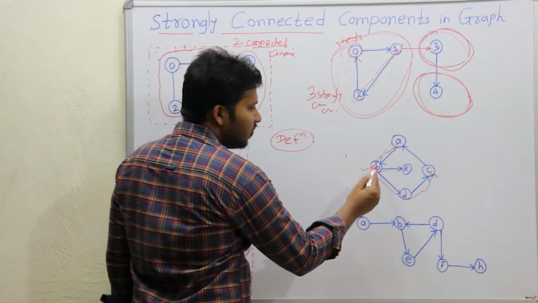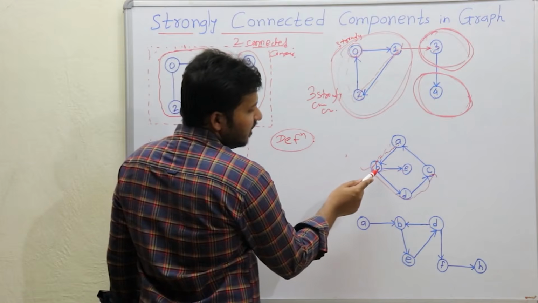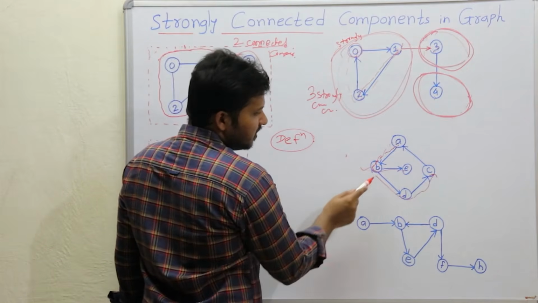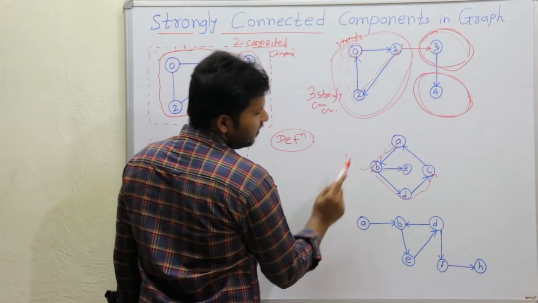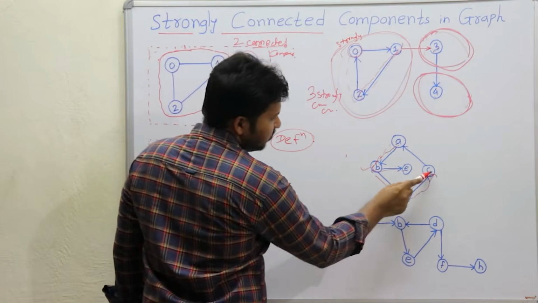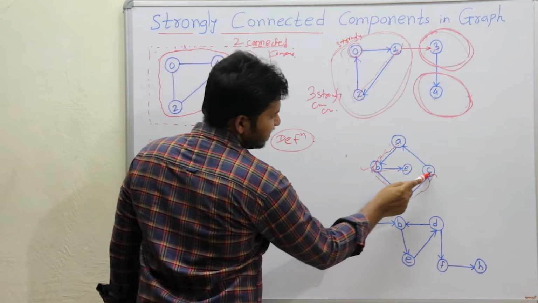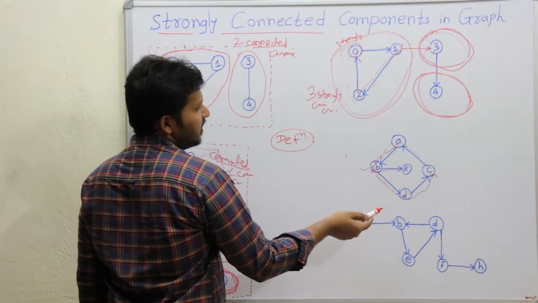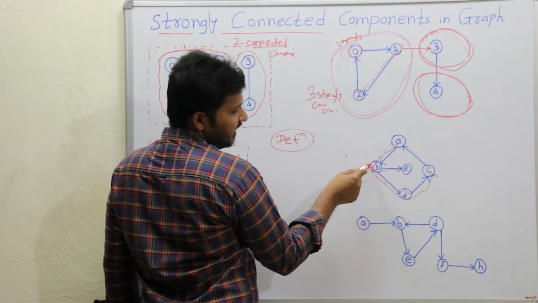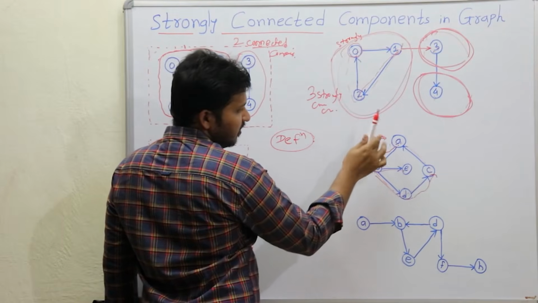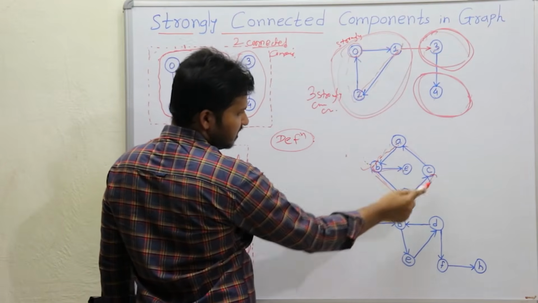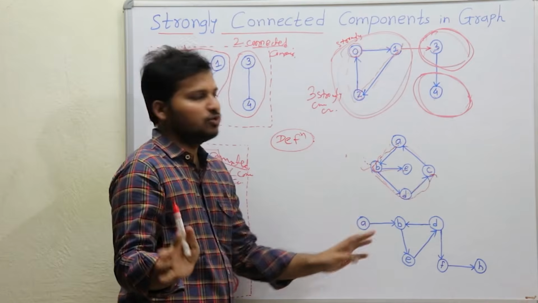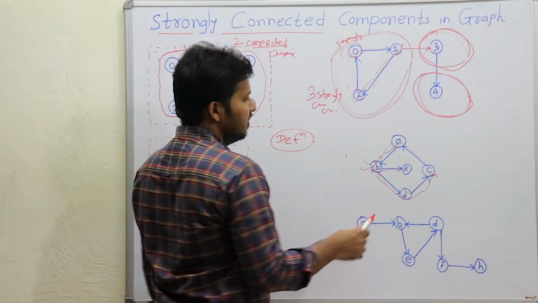Now let's go for vertex B. See, vertex B has a path to E. Then vertex B has a path to D. Vertex B has a path to C. Then vertex B has a path to A as well from this direction. Means even if vertex B cannot go with this path, it has a longer path, but it can reach A. Means it has a path.